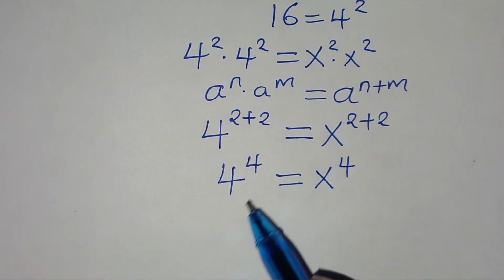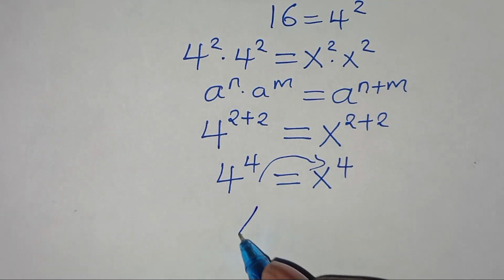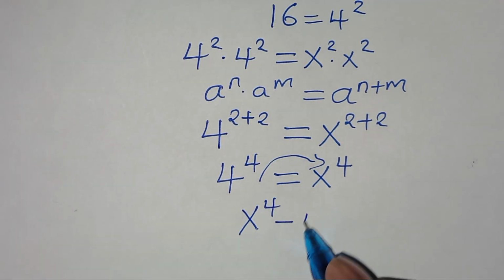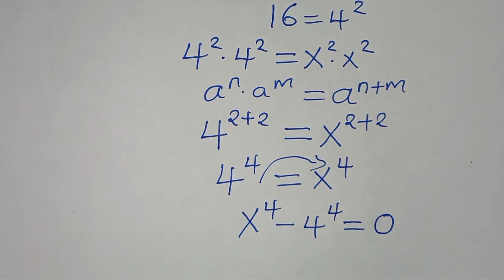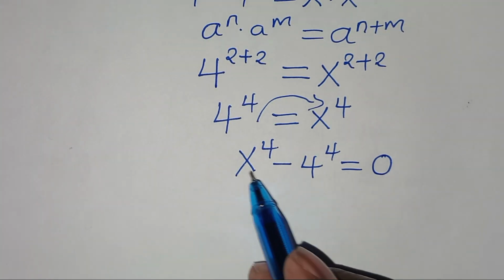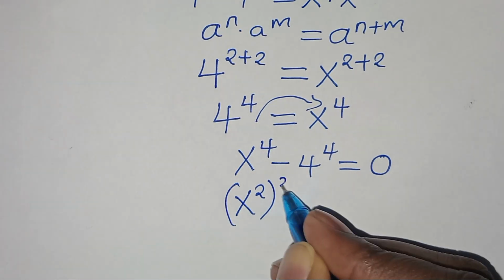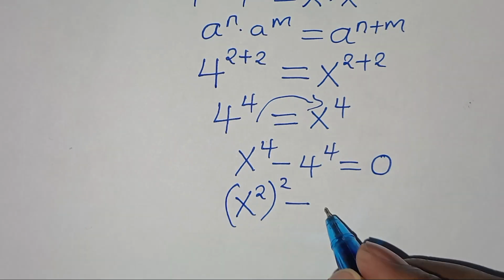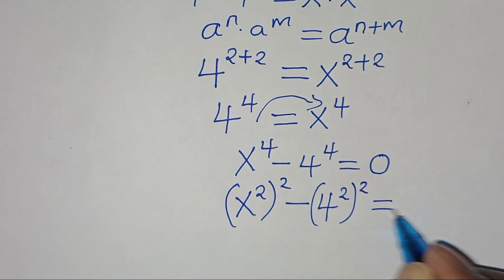So the next step is to take 4 to the power 4 to the left hand side, so that we have x to the power 4 subtract 4 to the power 4, equal to 0. We can express x to the power 4 as x to the power 2 raised to the power 2, subtract 4 to the power 4, which you can express as 4 to the power 2 raised to the power 2. This is equal to 0.